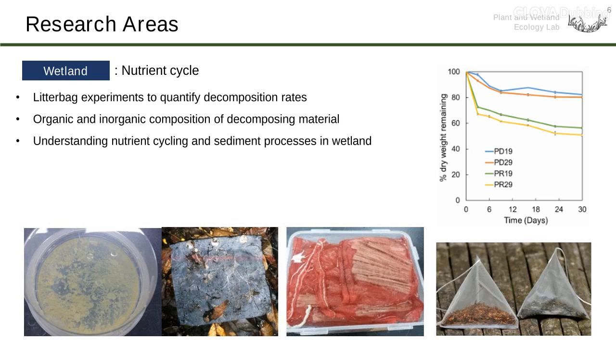Nutrient cycling controls how energy and materials move through ecosystems. We use litter bag experiments to measure decomposition rates in wetlands. By analyzing organic and inorganic components, we can understand nutrient cycling and sediment processes. A litter bag is a small mesh bag filled with leaves and placed in water or soil.